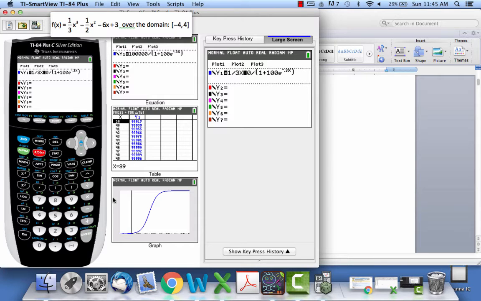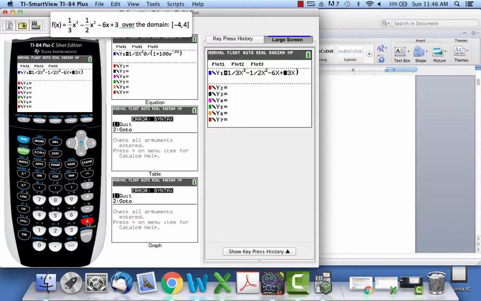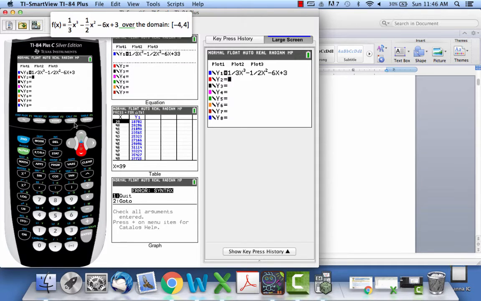1/3 x cubed minus 1/2 x squared minus 6x plus 3. I don't really know how to delete. I guess that's how you delete. Okay, so now I'm going to go to table.